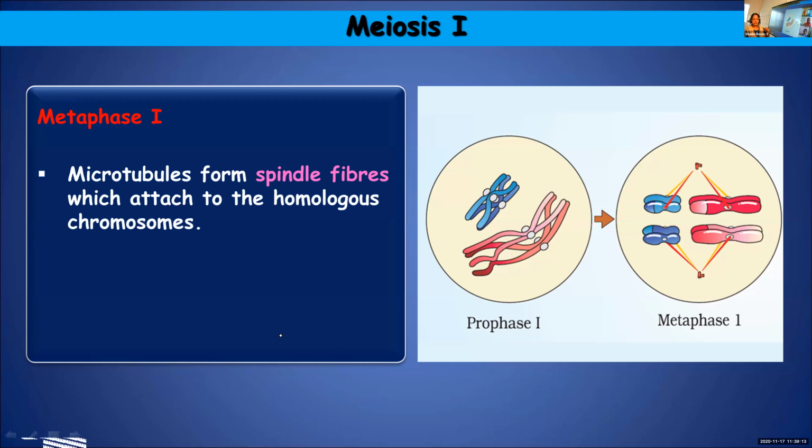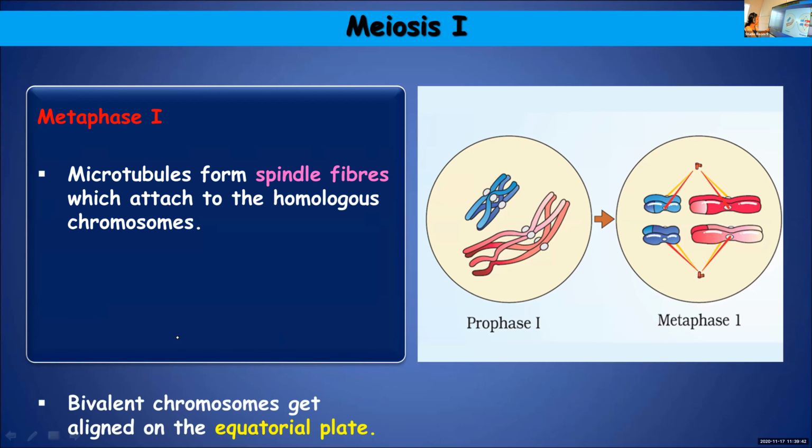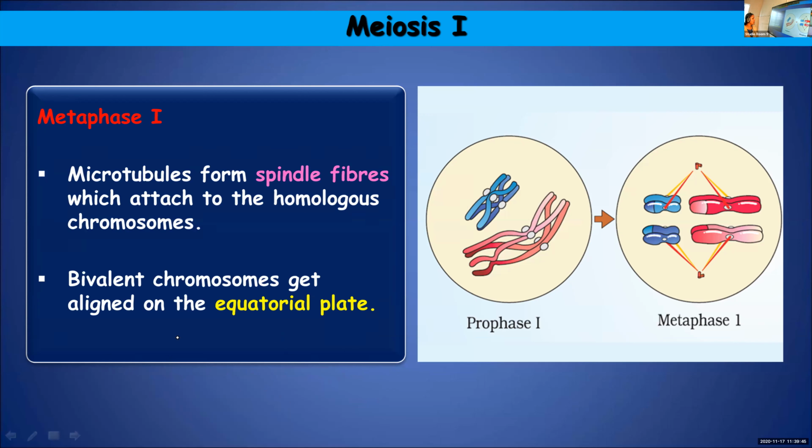So after completing prophase 1, we'll proceed to metaphase 1. As I already told you, in metaphase 1, you can find the chromosomes getting arranged with the help of the spindle fibers arising from the centrioles. These microtubules, which will be forming spindle fibers, will come and attach to the kinetochores of these homologous chromosomes. And bivalent chromosomes will get arranged at the equatorial plate.